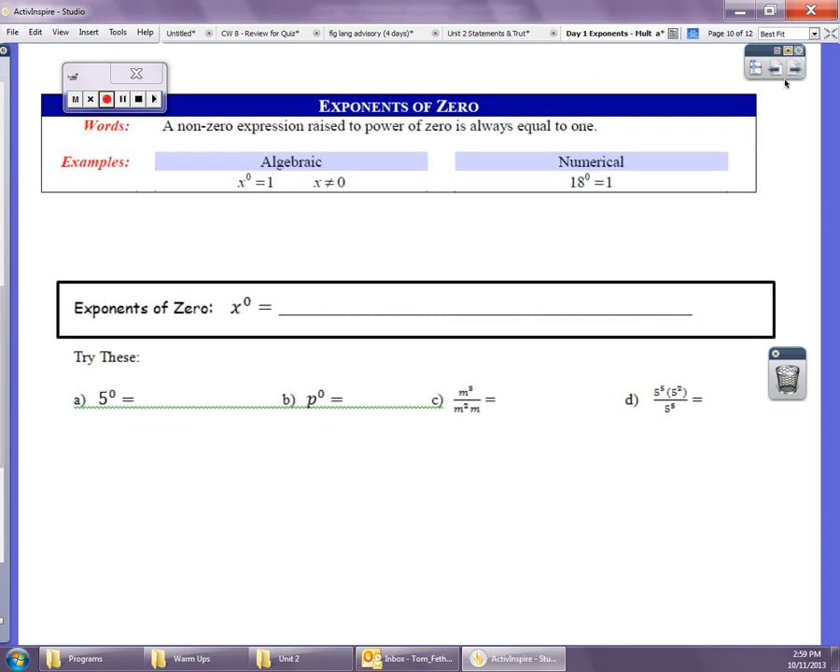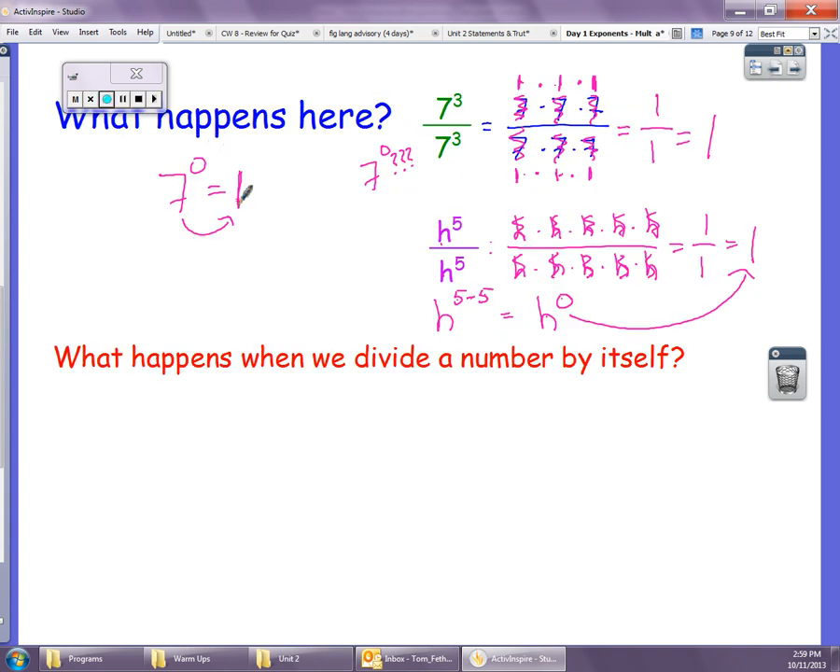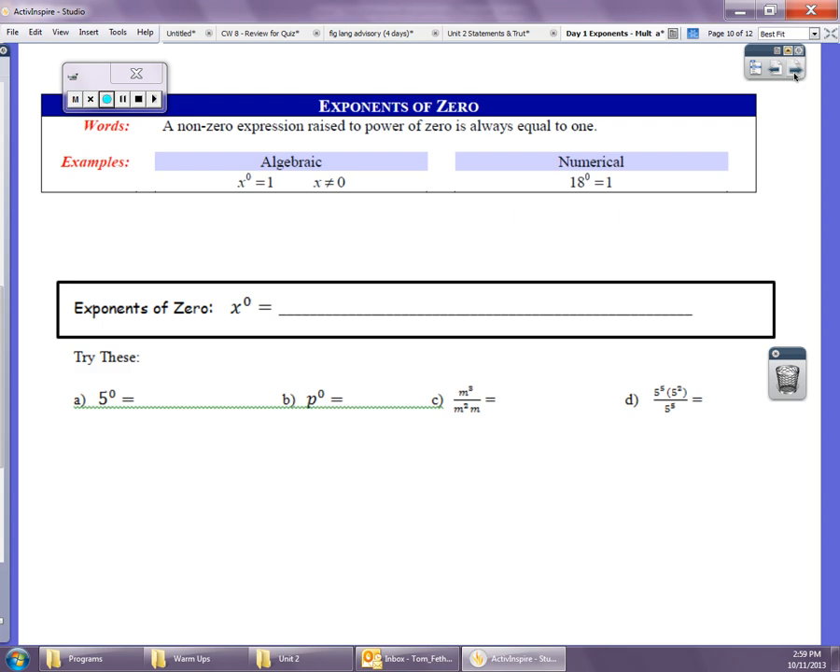So what we need to know about exponents: anything raised to the 0 power is 1. Anything raised to the 0 power, h to the 0, is 1. So anything raised to the 0 power is 1, except x cannot equal 0. Anything to the 0 power is 1. So x to the 0 is 1. Anything raised to the 0 power is 1. 5 to the 0 is 1. P to the 0 is 1.